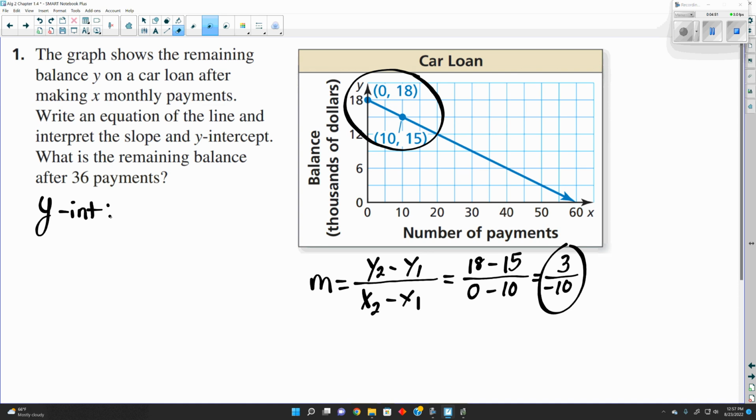Well, 0, x is number of payments, yes? So at this point, how many payments have we made? 0. So what's the balance? So what does that tell us? If we haven't made any payments, the balance is 18,000. That's the starting balance. That's how much the car was worth, yes? So here the y-intercept is telling us the starting value of the car's worth. Car's worth, or I would say starting value.